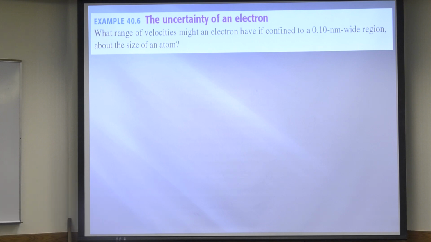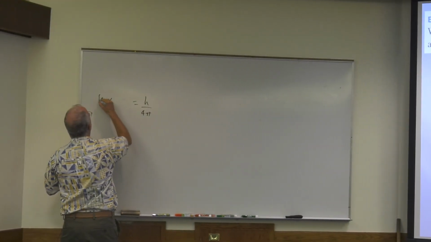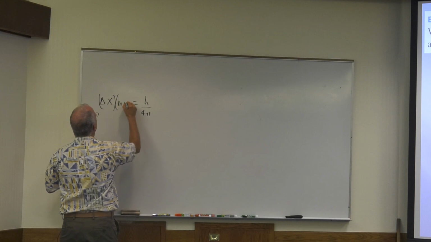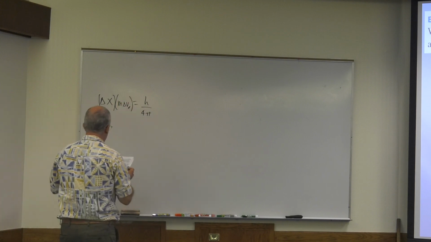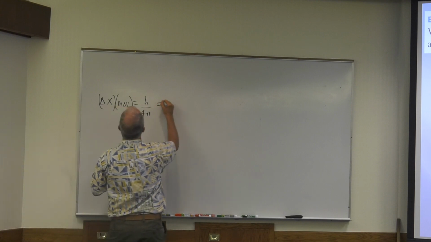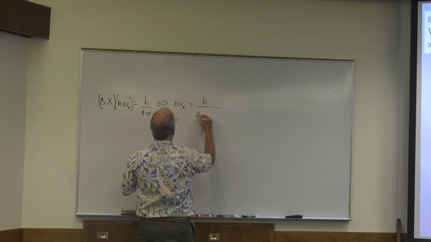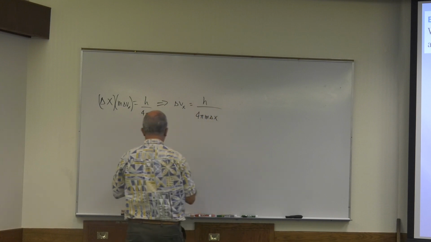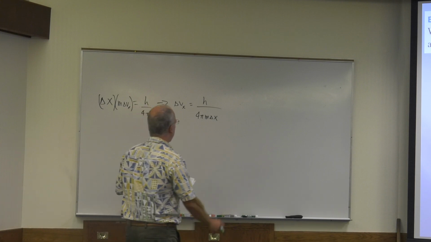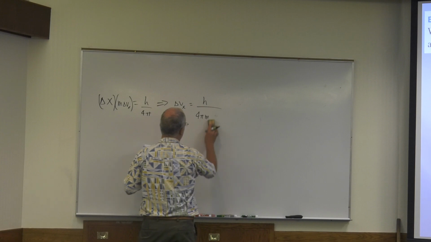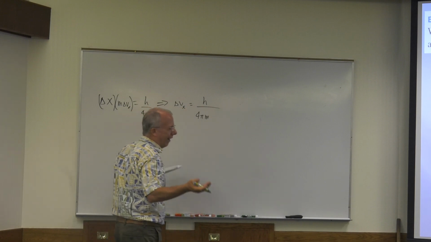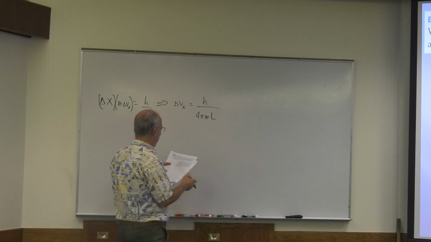Delta x delta px equals h over 4 pi. And again, p is m delta v. We want to get delta v, so delta vx equals h over 4 pi m delta x. And again, we're going to just say that delta x is the size of the atom. I'll just say L, or R, whatever you want to call it, it doesn't really matter.